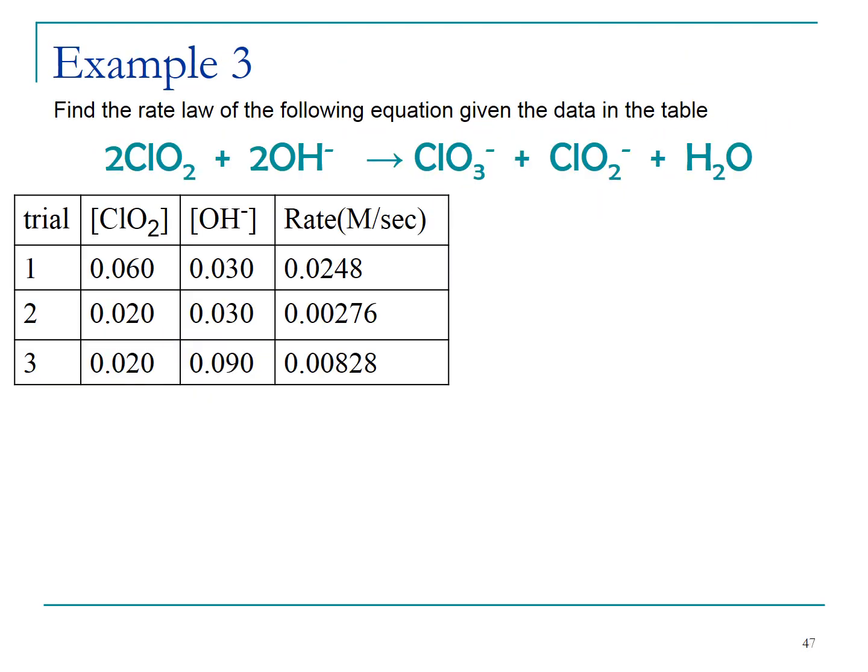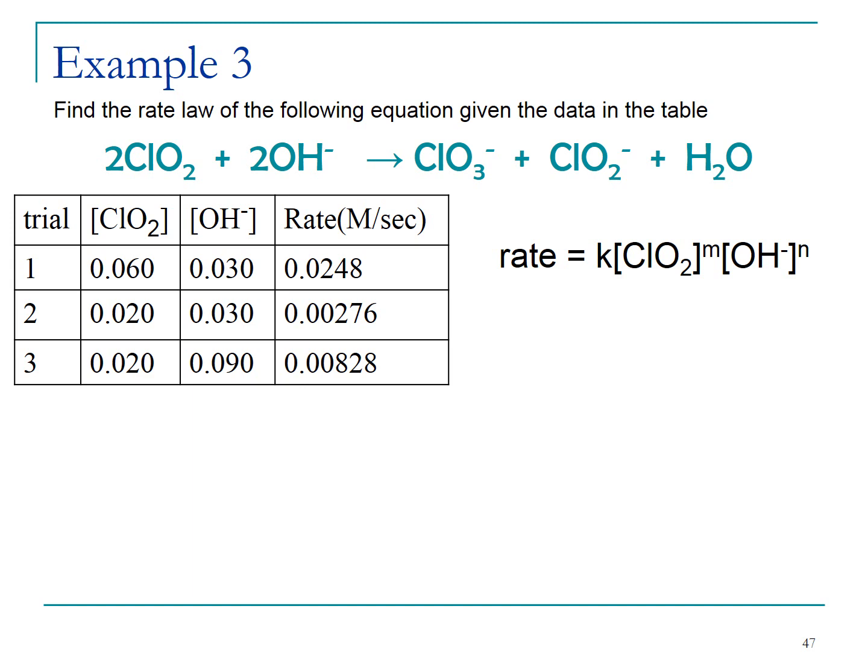So I have one more example here, so let's just work through it. All right, find the rate law for the following equation given the data in the table. The first thing we want to do is write our rate law, so we say rate equals K times ClO2 raised to the m power, we don't know what the order is, times OH raised to the n power. Those are our two reagents, and if you're not sure which ones they are, you just see which ones are given in the data.